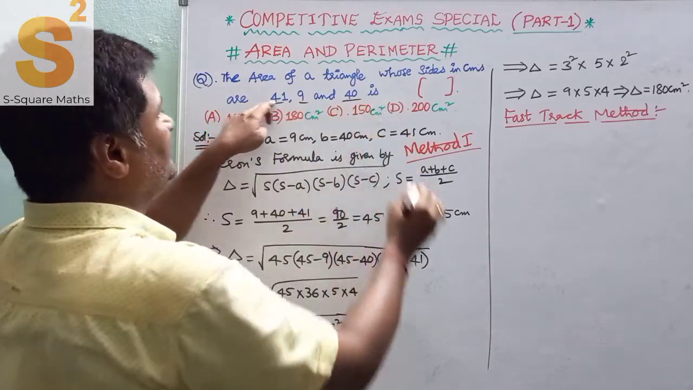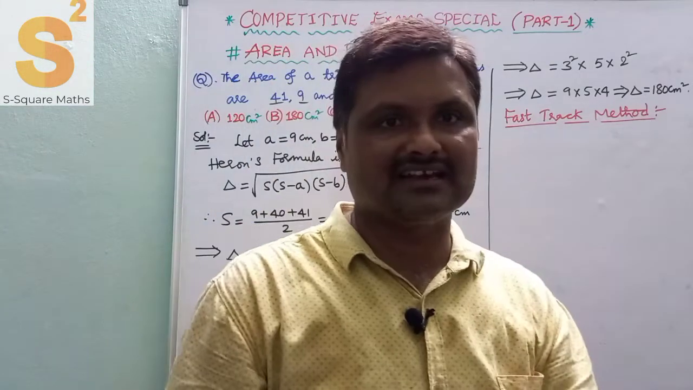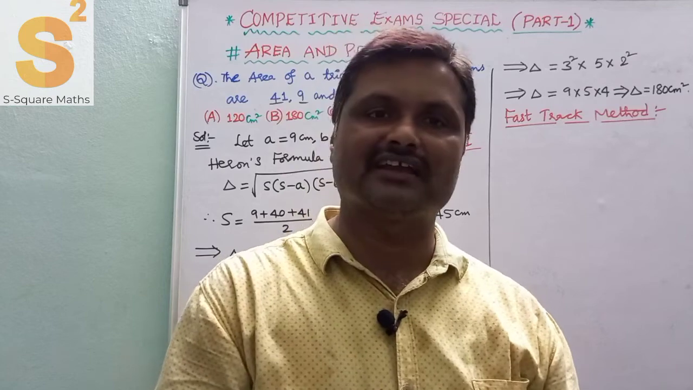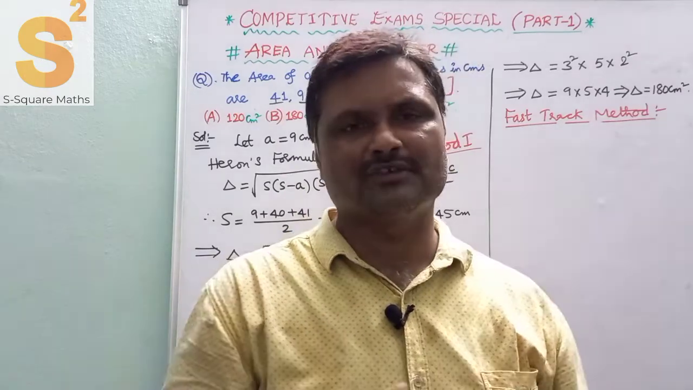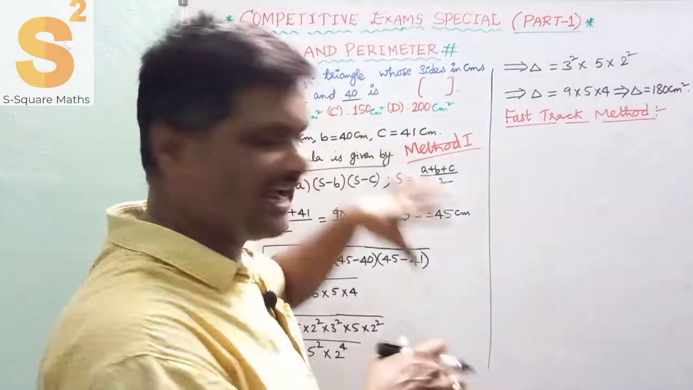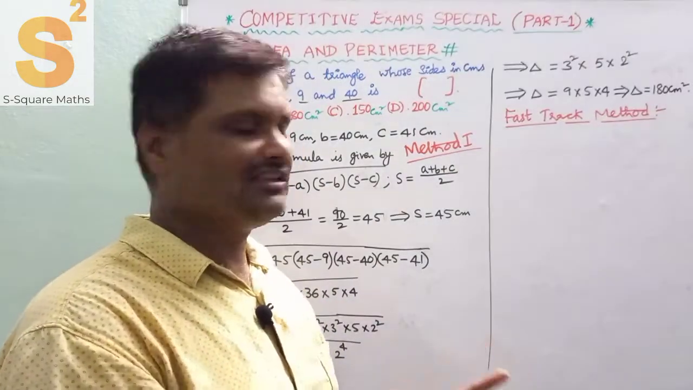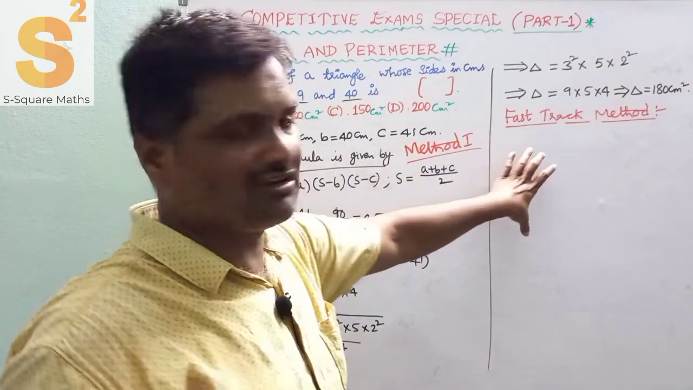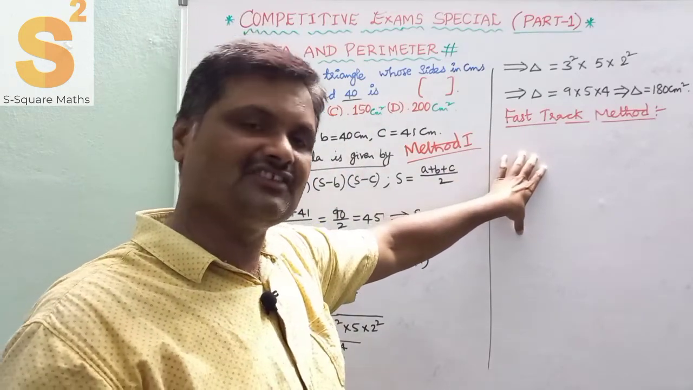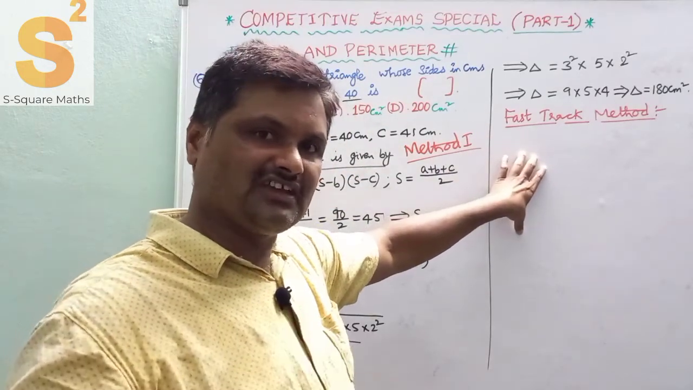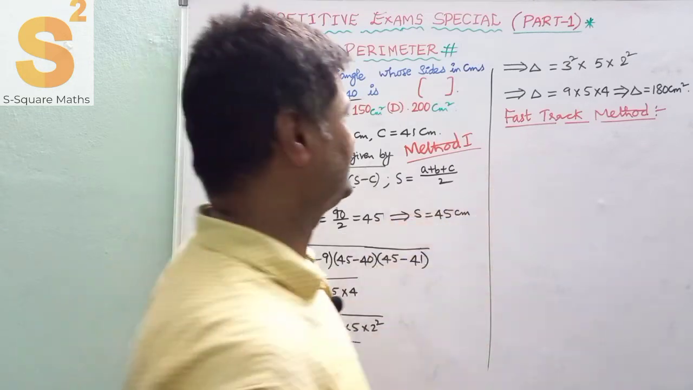Here 41, 9, 40 are the sides of the scalene triangle as well as the sides of a right angle triangle, nothing but it forms a Pythagorean triplet. So that you have to observe before going through the fast track method or general method. It is very applicable for our fast track method here, since it forms the sides of a right angle triangle, nothing but a Pythagorean triplet.